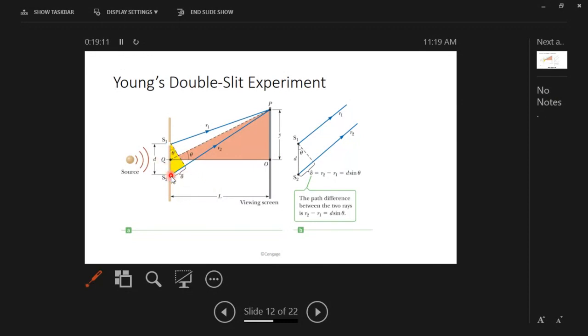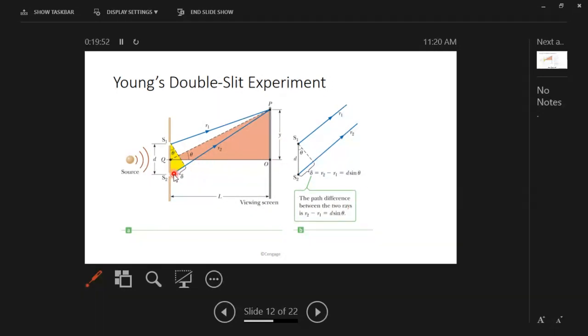I also have these two light rays coming together at P. The first one travels a distance of R1. The second one travels a distance of R2. One thing that I should mention is in the lab, usually this L is much, much, much greater than d. In other words, the viewing screen is much farther than the distance between the slits. So this picture is not to scale at all. If d was this much, then L should be a few meters. You wouldn't be able to see it on the screen.